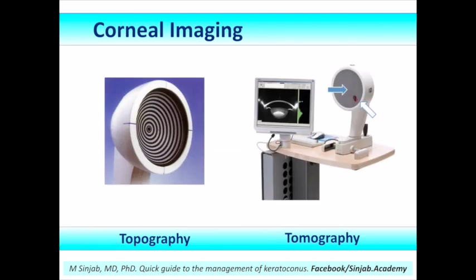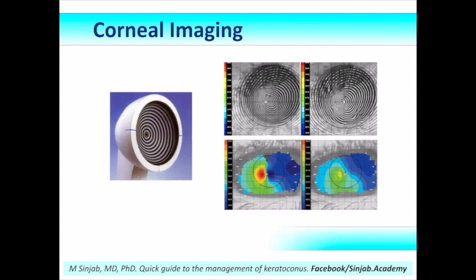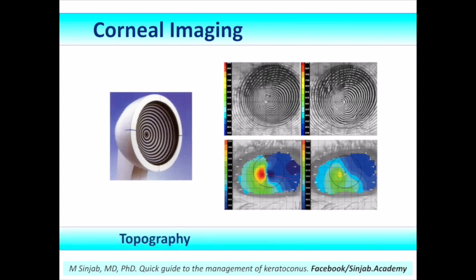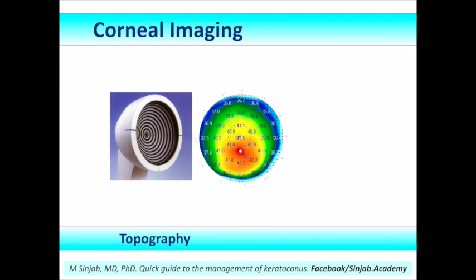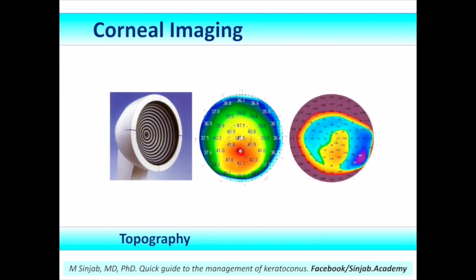Now, what's the difference between topography and tomography? The topography, as I mentioned in the last video, is based on a Placido disc, which gives us information only from the anterior surface of the cornea. And by the topography, the curvature map is measured, and from the curvature map, the elevation map is calculated.